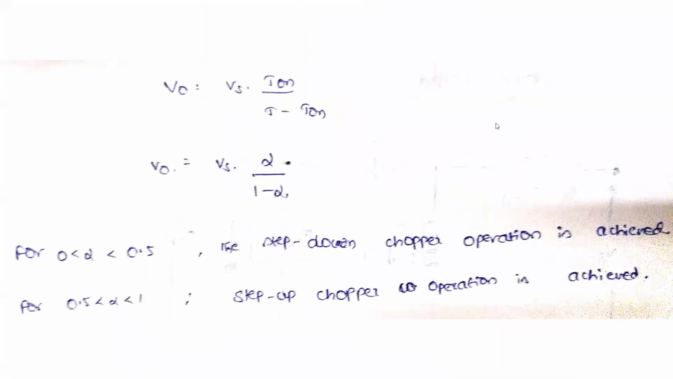So see this. Finally, you are getting V naught equal to Vs into delta by 1 minus delta. Here you can say alpha or delta, but my suggestion is to treat it as delta. So vary the value of duty cycle from 0 to 0.5 in one case and 0.5 to 1 in the other. Check the instance. Initially, provide the duty cycle value as 0. 0 by something, you will get 0. So the initial value is 0. And next put the value 0.5.